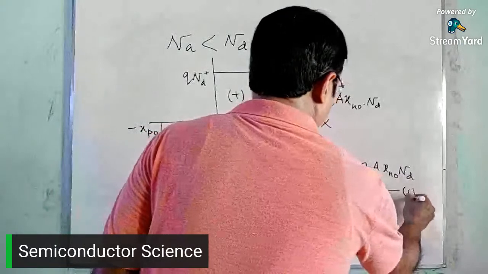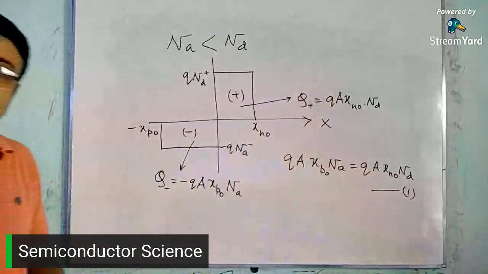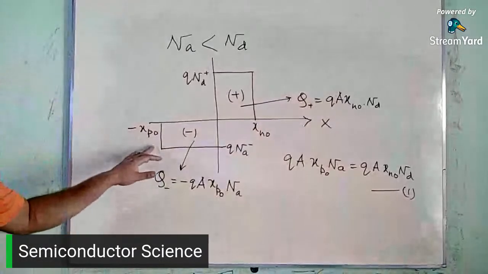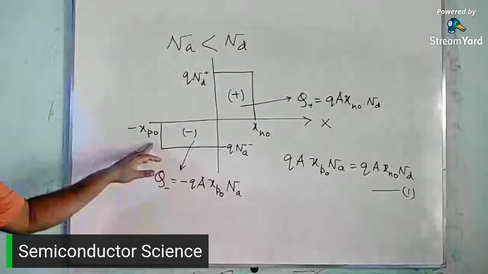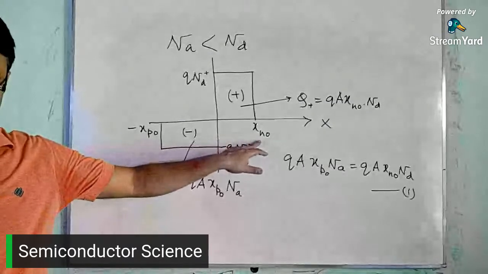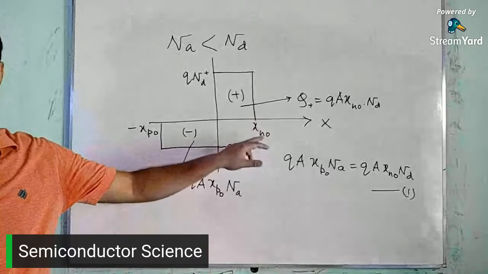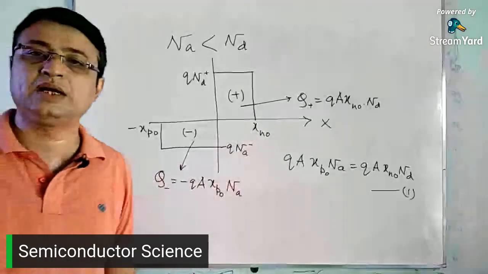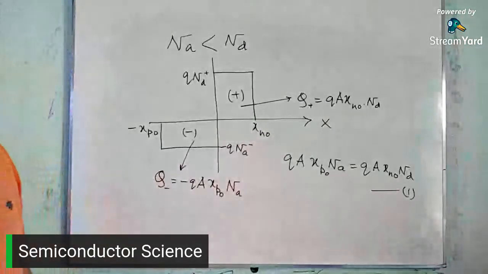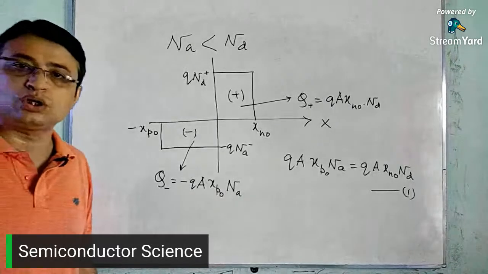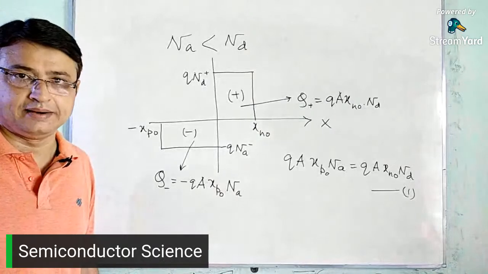Let this be equation 1, where xp0 is the penetration of the space charge region into the p material, and xn0 is the penetration of the depletion layer into the n-type side. So what is the total width of the penetration region? It is as simple as summing the values xp0 and xn0. That gives us the total width of the depletion layer, W.